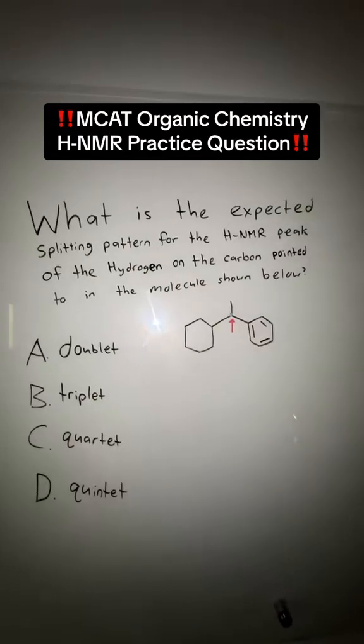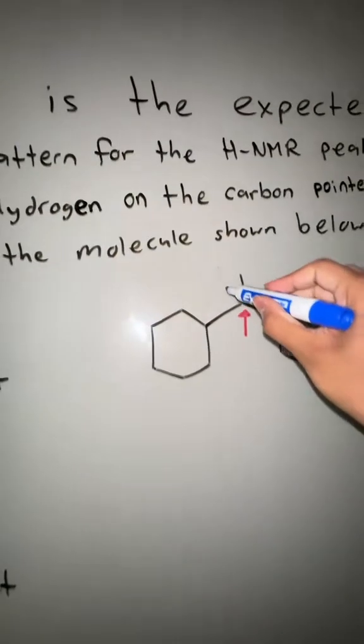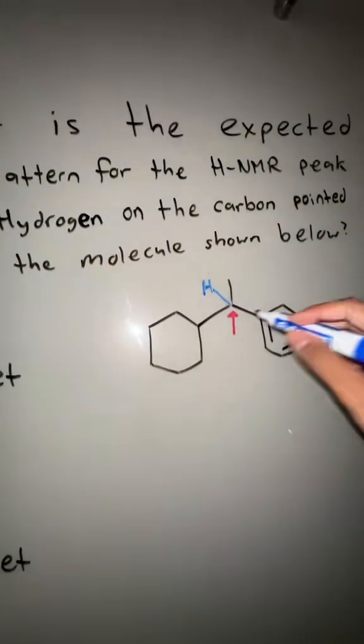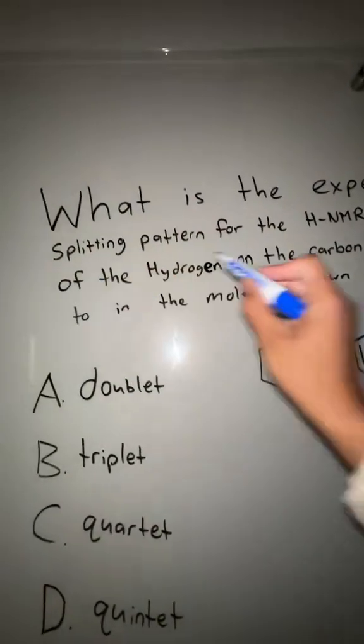What is the expected splitting pattern for the HNMR peak of the hydrogen on the carbon pointed to in the molecule shown below? So we're talking about this carbon right here, which has an H right here. Now, the number of hydrogens on this carbon in particular does not matter. It's just going to influence the height of the peak, but we're not talking about that. We're talking about splitting pattern. So let's take a look.